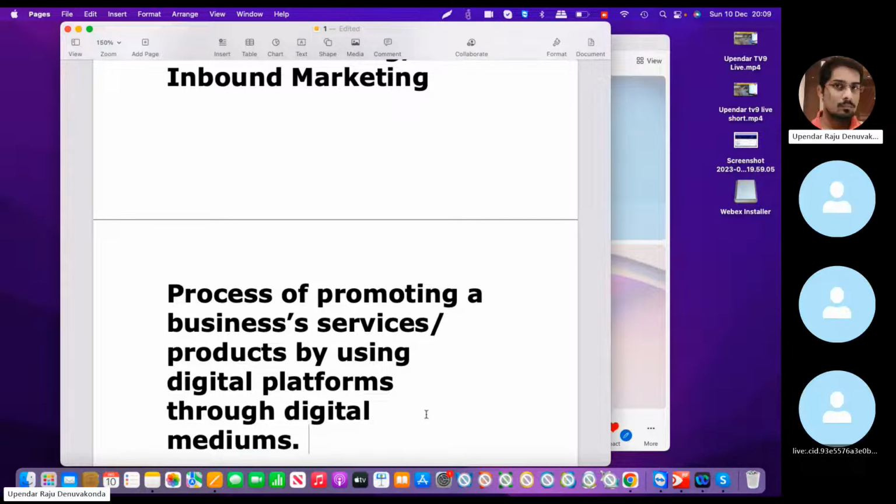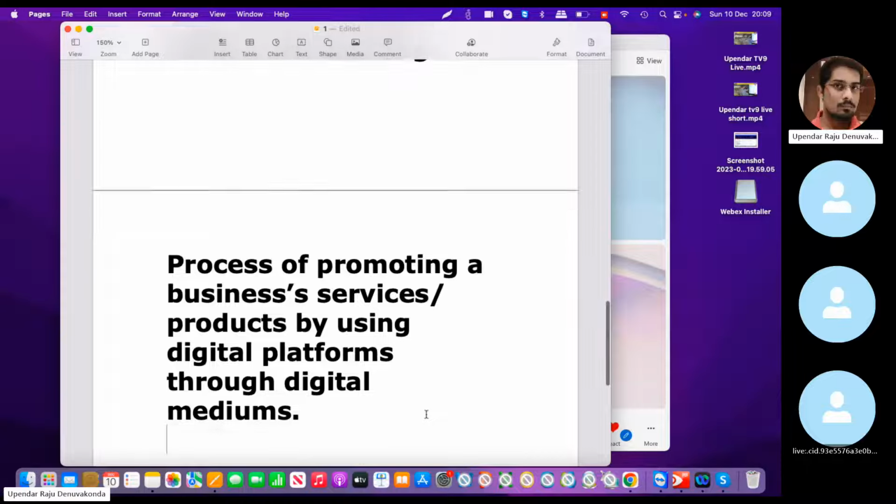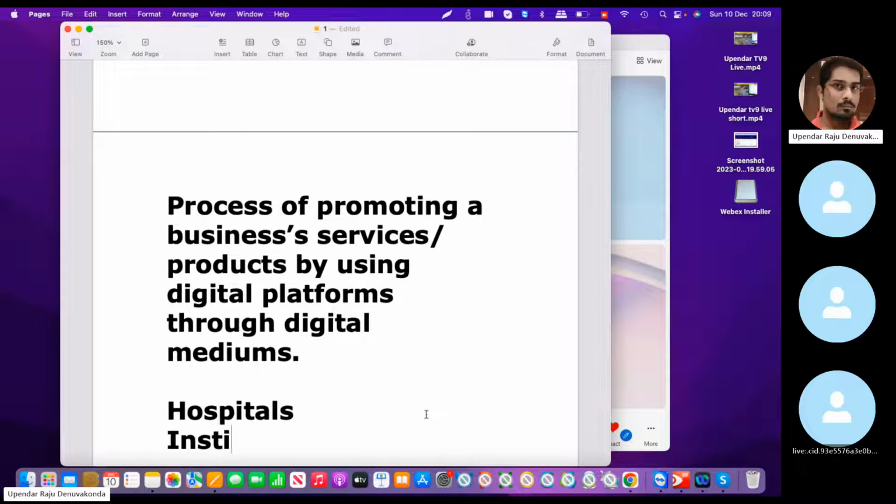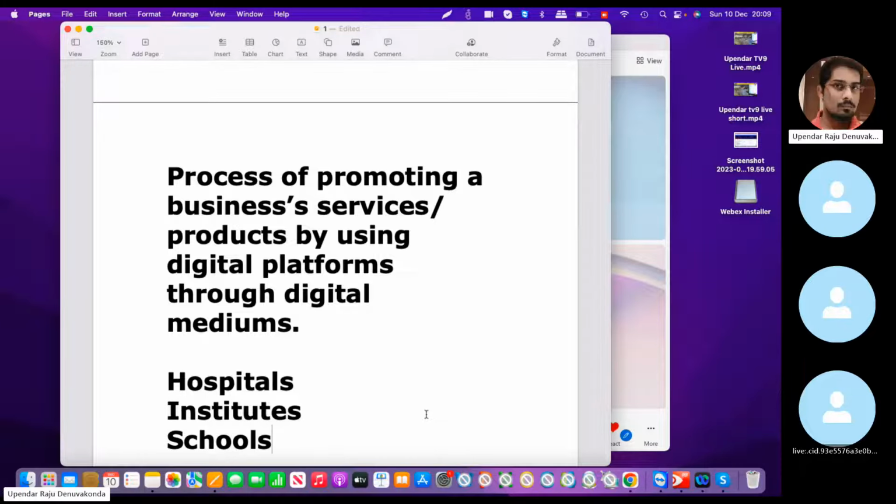If someone asks you what it means in digital marketing, or in inbound marketing, or in internet marketing, it is a process of promoting a business, services, or products. Now, take any business in the market: either the business sells services or it sells products. Examples of businesses that sell services are hospitals, institutes, schools, or colleges.